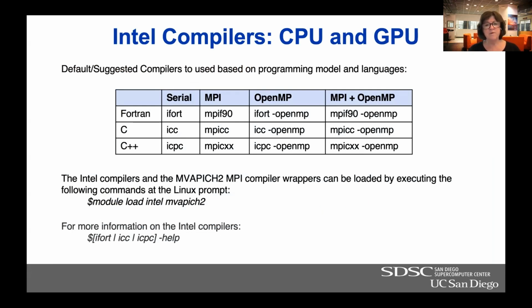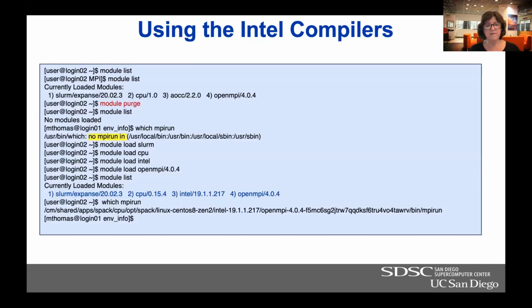So this is the Intel compiler for CPU and GPU. And using the Intel compilers, it's very similar. In this example, I came in with a default, or this was the environment I had before. I purged it, I have no modules. And to demonstrate, I type which mpirun. Now I can't find it. So now I'm going to load the Intel and the OpenMPI and list. There's my modules. And now I find which mpirun. So now I can find that command.